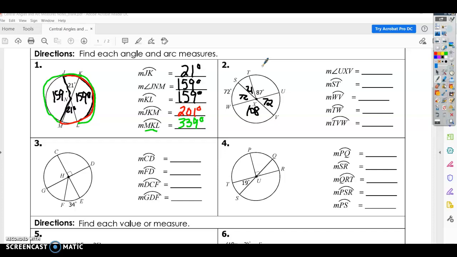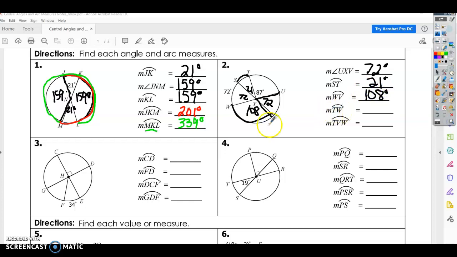All right, so let's see if we can make sense out of this. So we've got the measure of angle UXV. We found that is 72 degrees. And then we need the measure of arc ST. So ST is here, so that would be 21 degrees, same as the central angle. And then we need the measure of WV. WV is here, and that's going to be the 108 degrees.